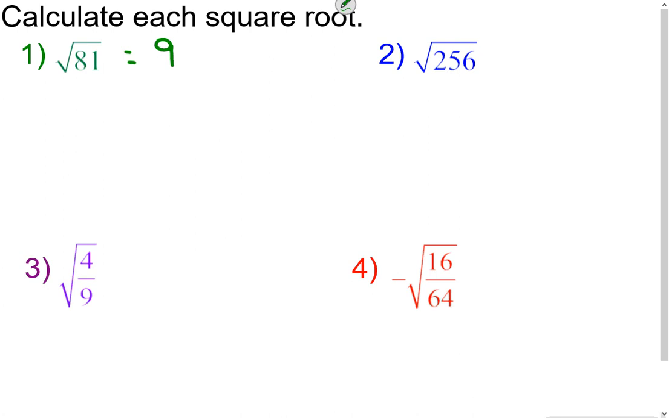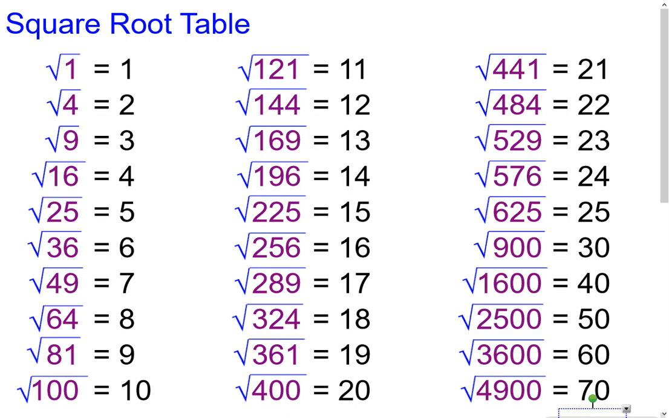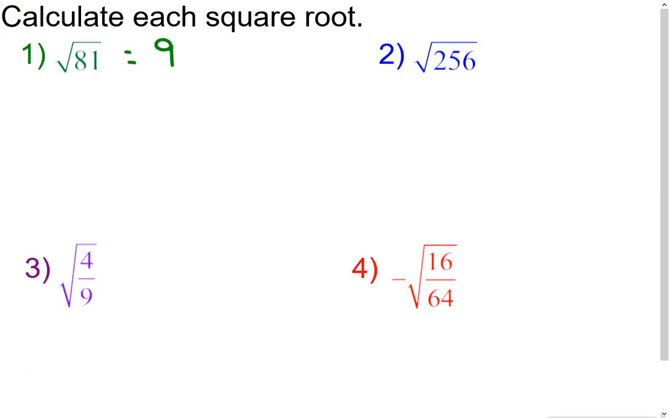Now, we come over here to 256. You're like, I can't remember what times itself is 256. Well, come back here. This is very handy. Maybe it's a perfect square, and if it is a perfect square, it's going to probably be on this list. So I look here and I find 256. You can't see where I'm pointing, right here. So then the answer is 16.